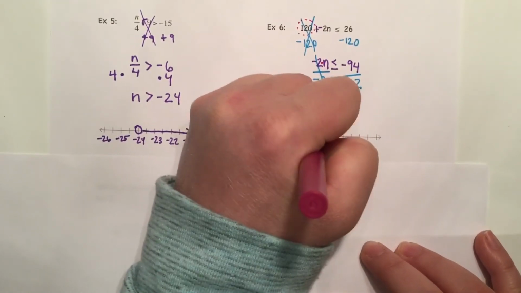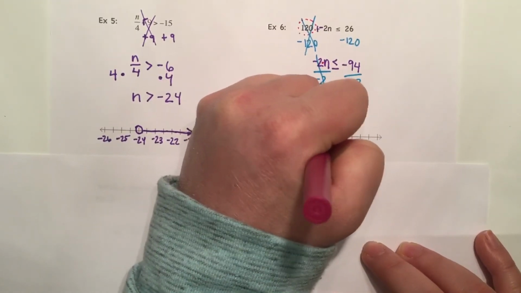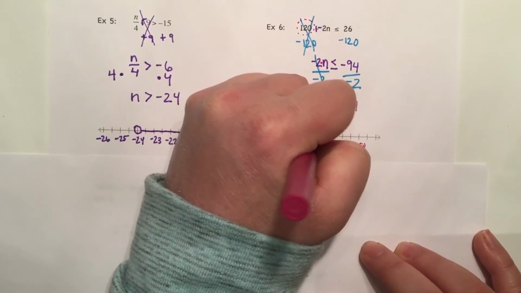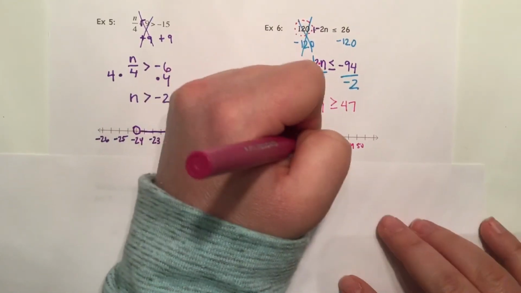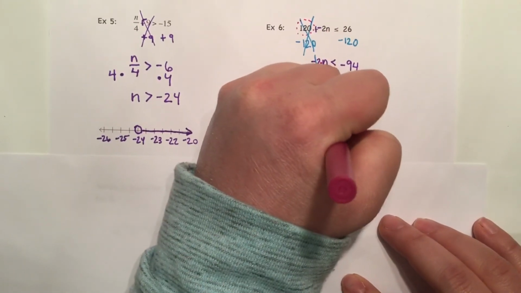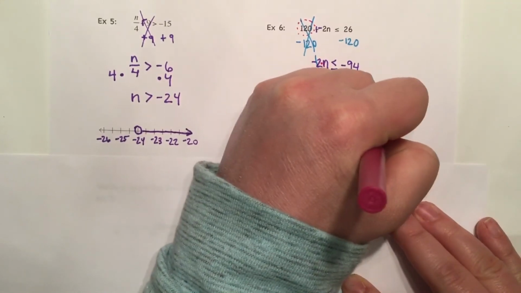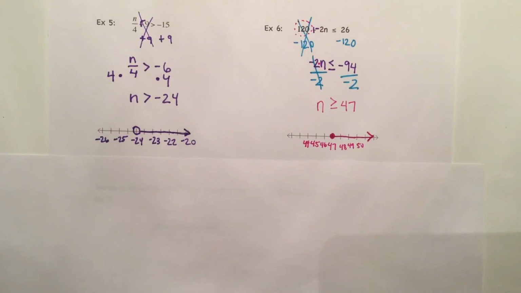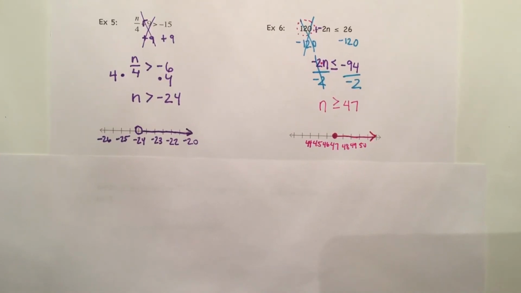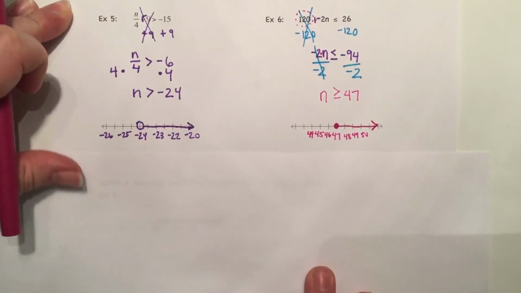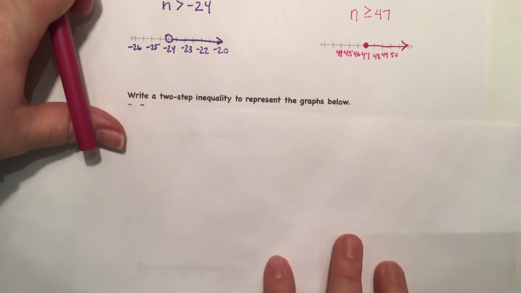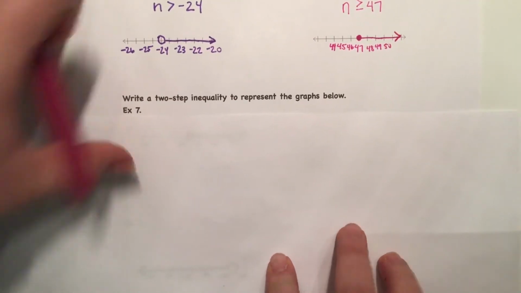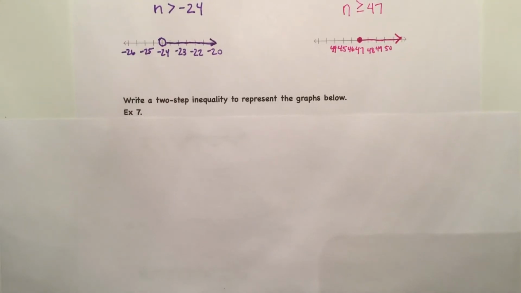On my number line, remember that with your number line, you can space your numbers out however you feel necessary. So you may want to skip every other number or skip every other space, whatever you feel comfortable with. Okay, so there you go. I have my inequality graphed. Now, what we're going to go over is how to write a two-step inequality that represents a certain graph.